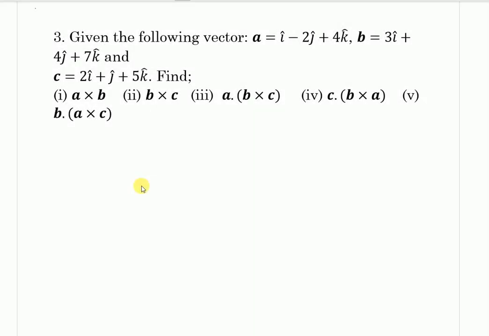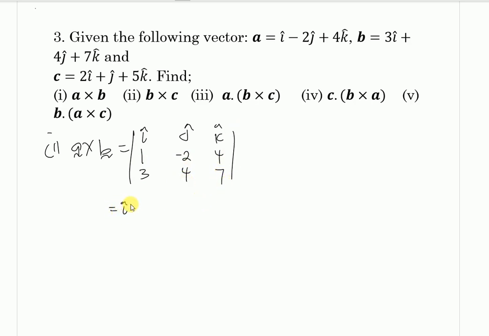Given the following vectors, this is another example. You can see them. They want to find A cross B. First of all, A cross B. I shall use the determinant method: i, j, k. A is 1, negative 2, 4. Then B, 3, 4, 7.